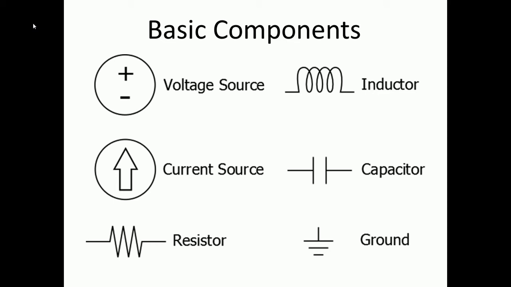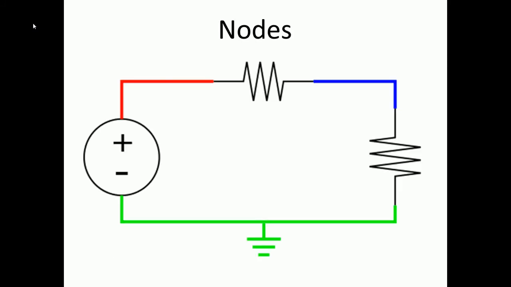When we talk about nodes, we are referring to the wires that are connecting all of our components together. In this particular circuit, you can see there are 3 different nodes, a red, a blue, and a green. Anytime that we refer to a voltage in this circuit, we are referring to the voltage of a specific node in reference to another point.